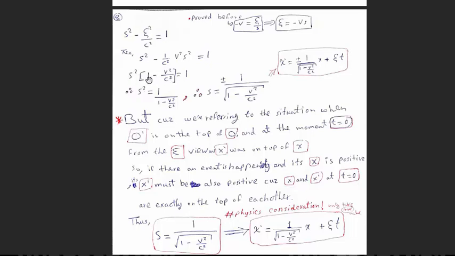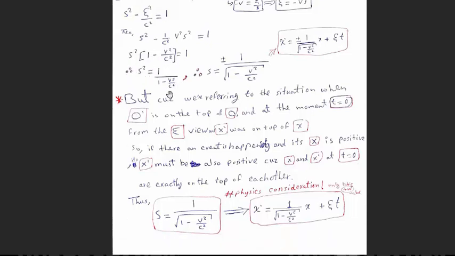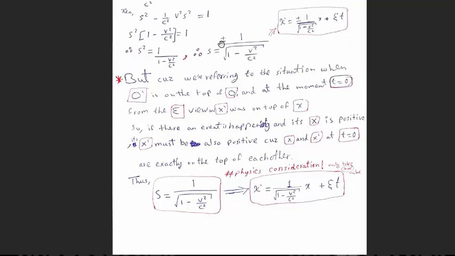Yeah, s squared. So s squared over 1 equals 1 over 1 minus v squared over c squared. So this means that s equals plus or minus 1 over the square root of 1 minus v squared over c squared. So the most famous square root in physics. But what was this plus and minus? How will we determine if it is positive or negative?